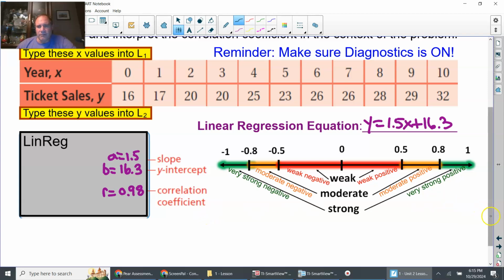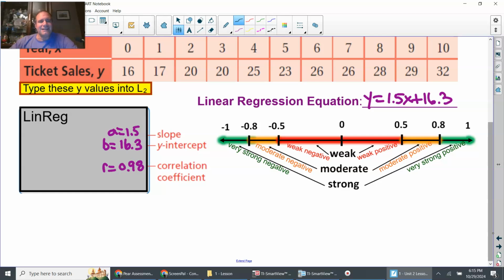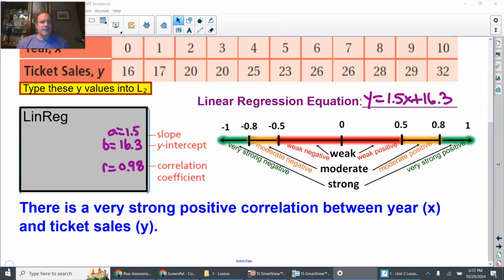Right? So now they're going to ask you, what does the correlation coefficient suggest in the context of this question? And you're going to have to really write down exactly these words. And then that's what you have to say. There is a very strong positive correlation between year X and ticket sales Y. All right, so that's it. That's what you have. It's a very strong. You're going to take a look at this graphic right here. This is definitely 0.98, which is really close to 1.